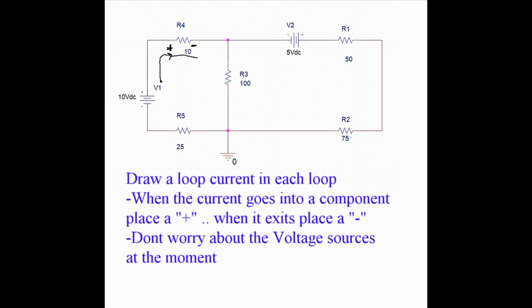So the first step is to draw the loop currents in each mesh section. I've started on the mesh on the left, just above the DC source. What I like to do is, as I enter a resistor, I put a plus sign. As I exit a resistor, I put a minus sign. And I usually like to go clockwise as my mesh current orientation.